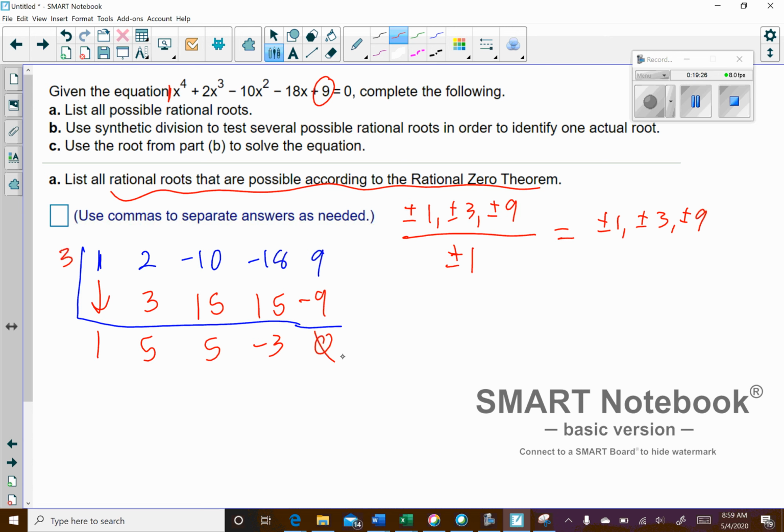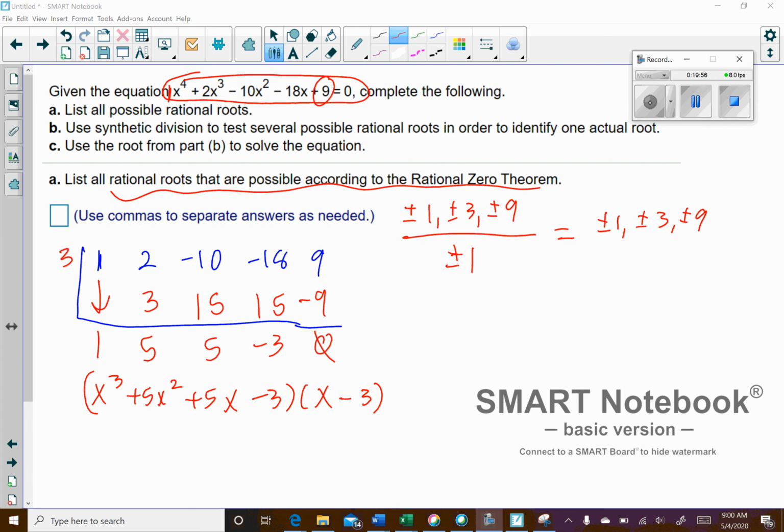So I need to find one more though, because basically what happened was I whittled this down to x cubed plus 5x squared plus 5x minus 3. So what I did was I basically factored it because I know 3 is one of my solutions. So that means x minus 3 is one of my factors. So I basically took this and broke it down. I basically factored it by using synthetic division, really just kind of guessing and checking.